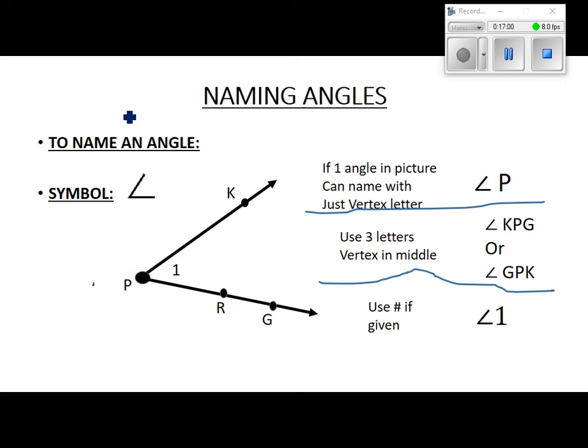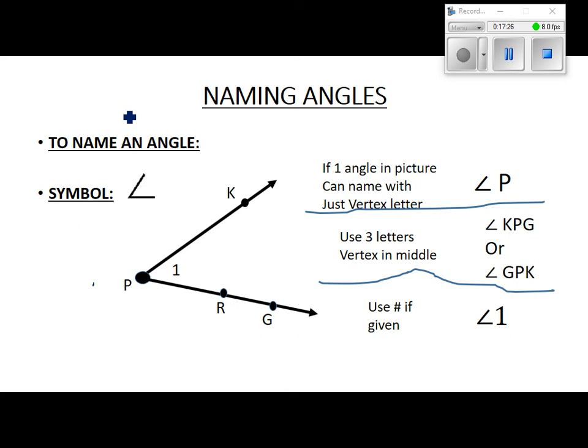The third way, and by the time we get down to the end of the year, this is probably the only way that we'll use, because we'll have so many angles in the picture it's too hard to name it with 3 letters. If they put a number on the interior close to the vertex, then we can name it with just that number. We still got to use the symbol, so it'd just be angle 1. 3 different ways to name it.